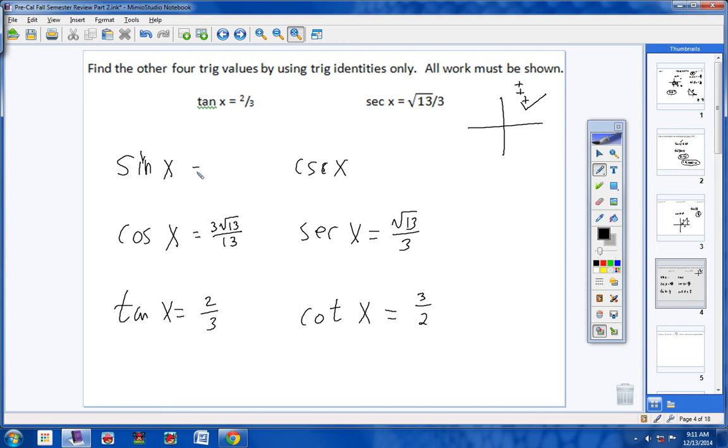Now, what trig functions can I use to find sine and cosecant? Well, for me, guys, I'm thinking, look, I can find sine pretty quickly. Then whatever I get, I'll flip it and put it over here for cosecant. So I'm going to look for sine. Right away, I'm thinking of tangent x equals sine over cosine. Well, I know what tangent x is. It's 2/3. And I know what cosine x is. It's 3 square root of 13 over 13. Alright, let's get a new page up here so we have some room to work.